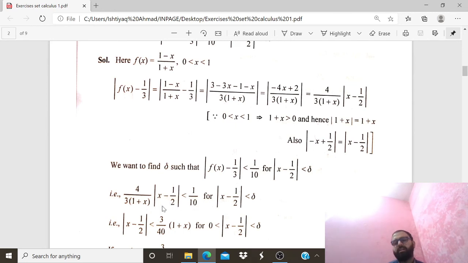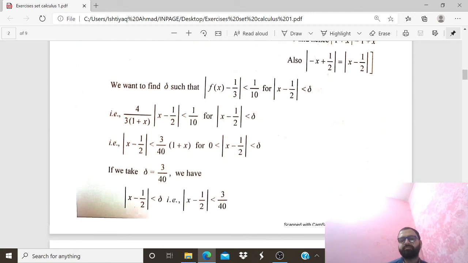Maybe in the classroom I will explain it more, because in this open broadcasting software I don't have the feature of annotation. So I will clear this very step in the class, but you keep one thing in mind, that mod of x minus 1 by 2 is going to be less than 3 by 4 times (1 plus x) whenever mod of x minus 1 by 2 is less than delta.